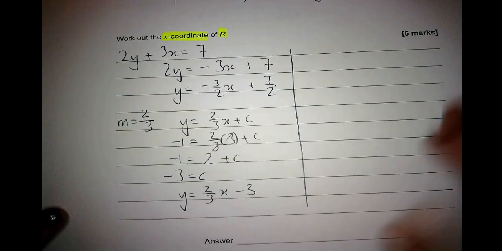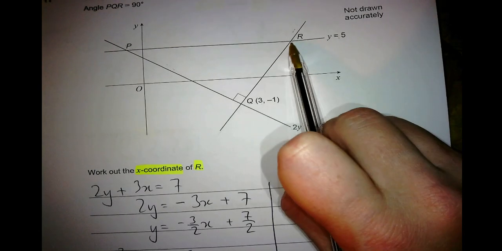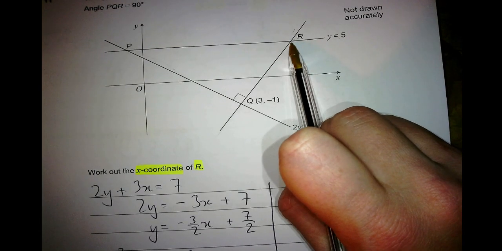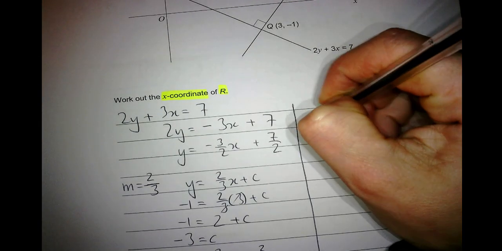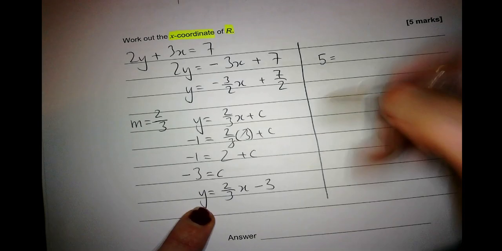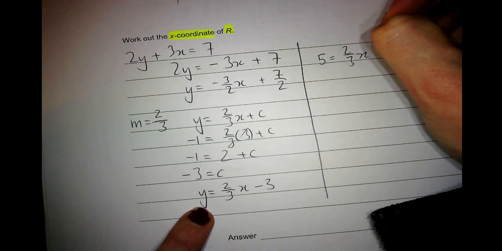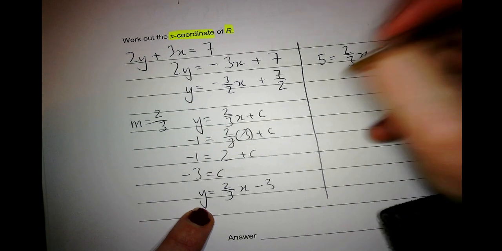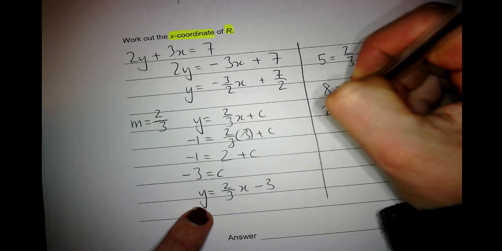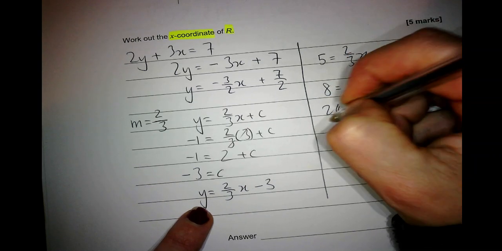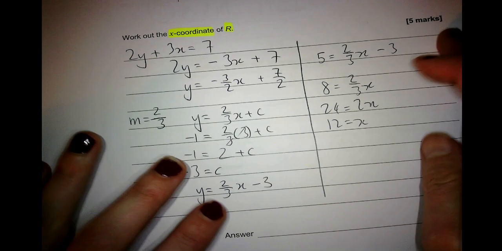The next thing I'm going to do is substitute in, they want the x coordinate. I know that y is 5 at this point. So 5 is going to equal, replacing y with 5, 2/3 x minus 3, and making x the subject. So 8 is 2/3 x, times by 3, 24 is 2x, divided by 2, 12 is equal to x.